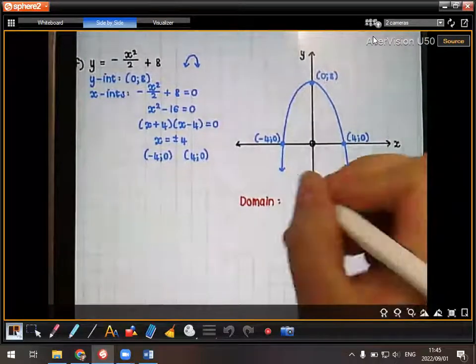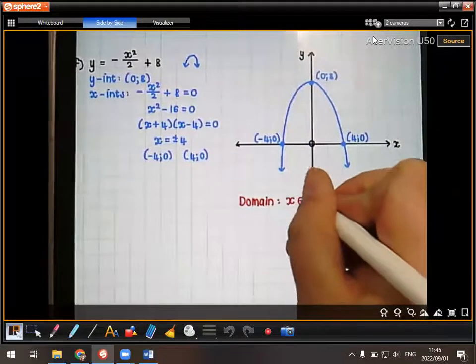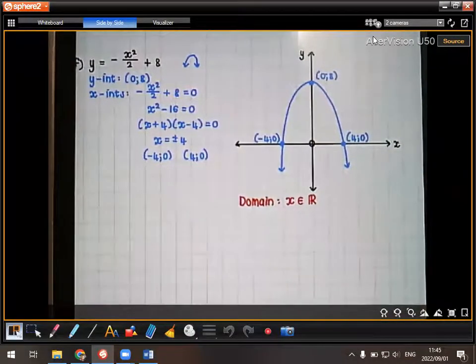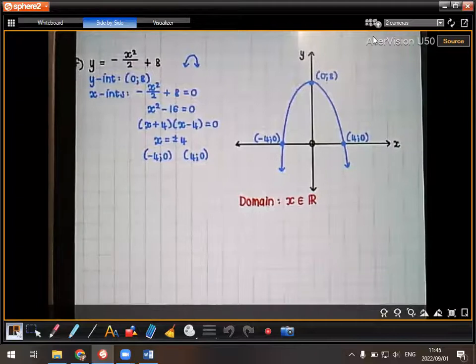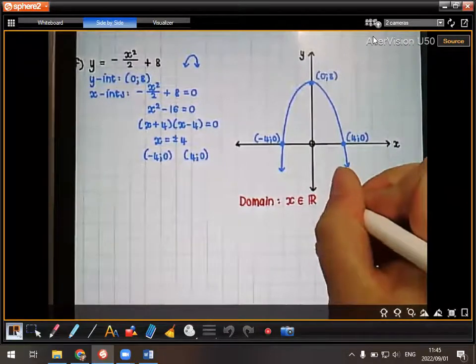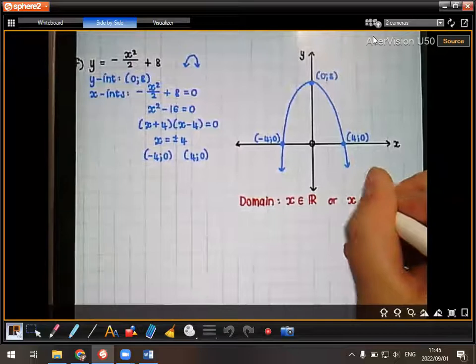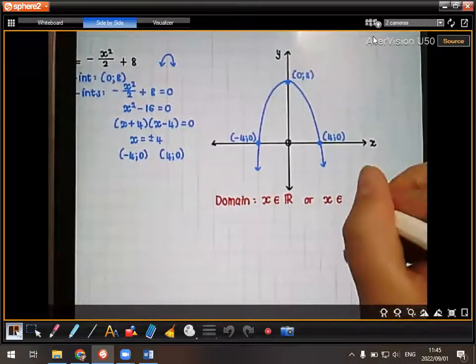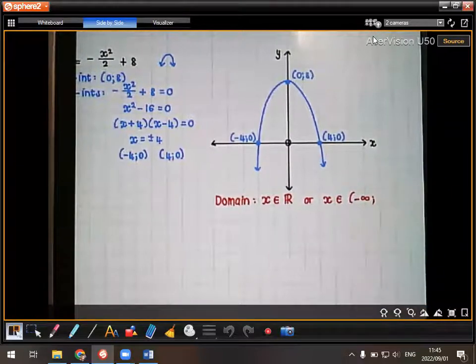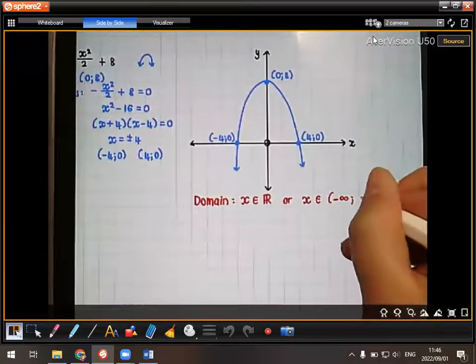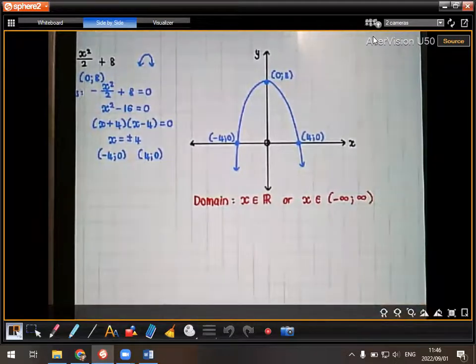All right. Now, guys, for the domain, you can write either, I'm literally going to say, you can either write x is an element of the real numbers, meaning all real numbers, all the way from negative infinity to positive infinity. Or if you want to, you can write it like this: x is an element of round bracket negative infinity, because remember, negative infinity is not an actual number. It's not actually going to touch that number, get to that number, which is why we use a round bracket. And then positive infinity with a round bracket again.